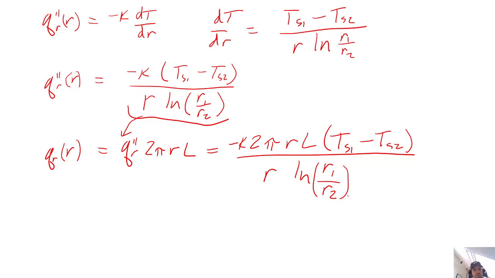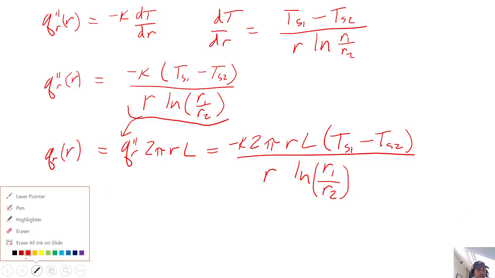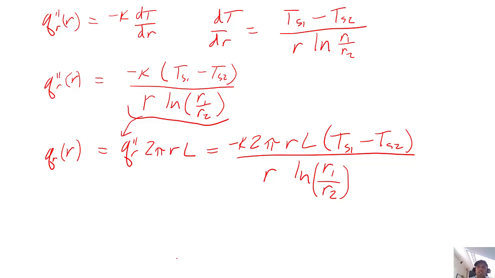So you probably noticed that there are some simplifications that we can make, specifically that this R is going to cancel out. So if you examine this equation and you look at the flow of heat as a function of R under these particular circumstances, you'll notice that every single term is a constant. So our total rate of heat is a constant.